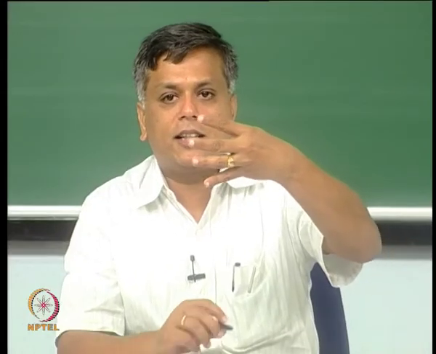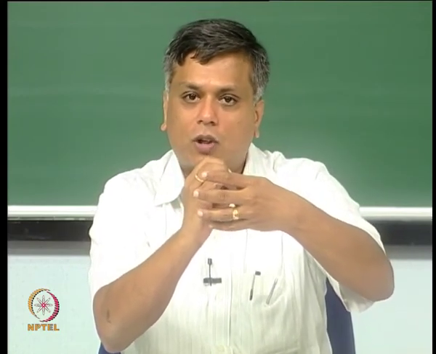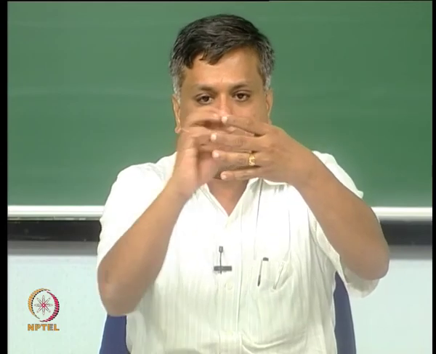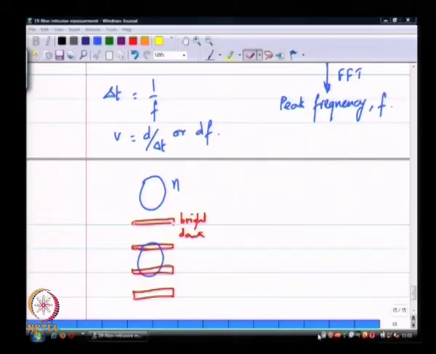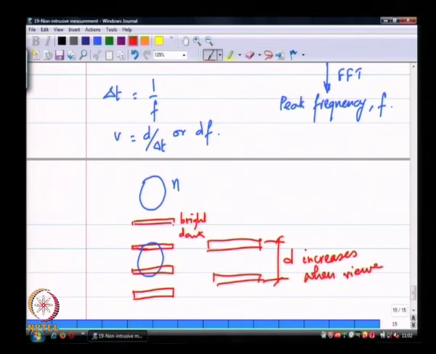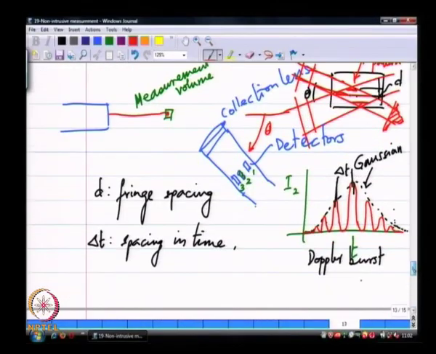Now, if I was to look at these bright and dark fringes through a glass sphere, I am going to just try to understand what it looks like. If I look at these static bright and dark fringes through a glass sphere, the spacing between the fringes would appear different. That spacing would essentially increase through the drop.